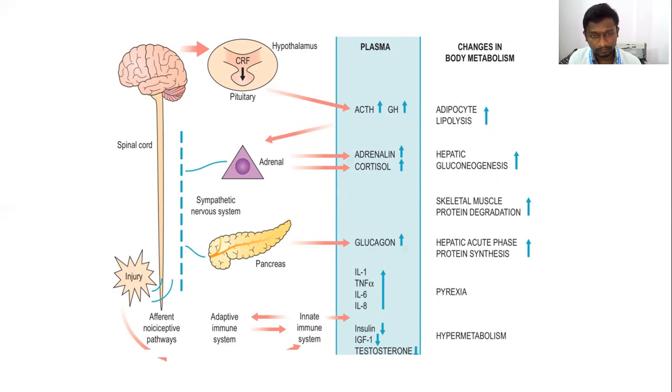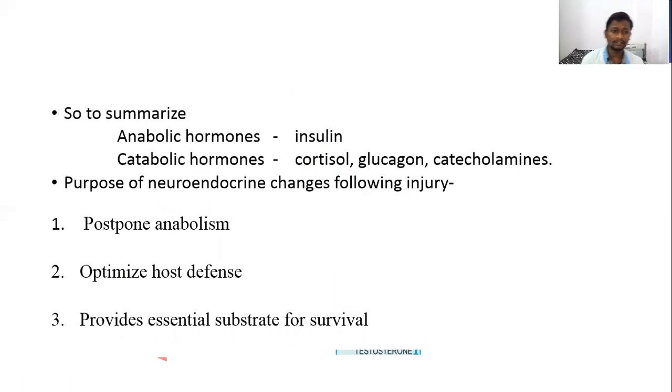making the person thinner and thinner. So to summarize, we know that insulin is an anabolic hormone, and the catabolic hormones are cortisol, glucagon, and catecholamines. And why is there a need for these neuroendocrine changes? It is that anabolism is postponed, and there is more energy production towards the time of need.